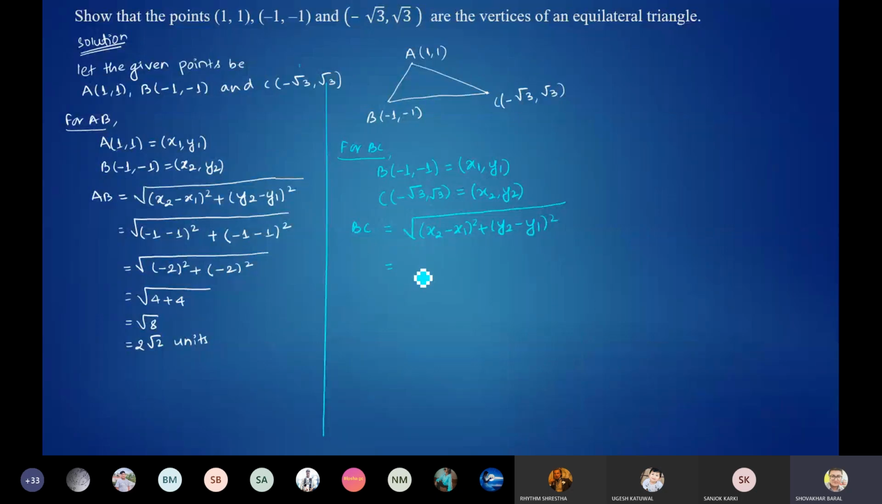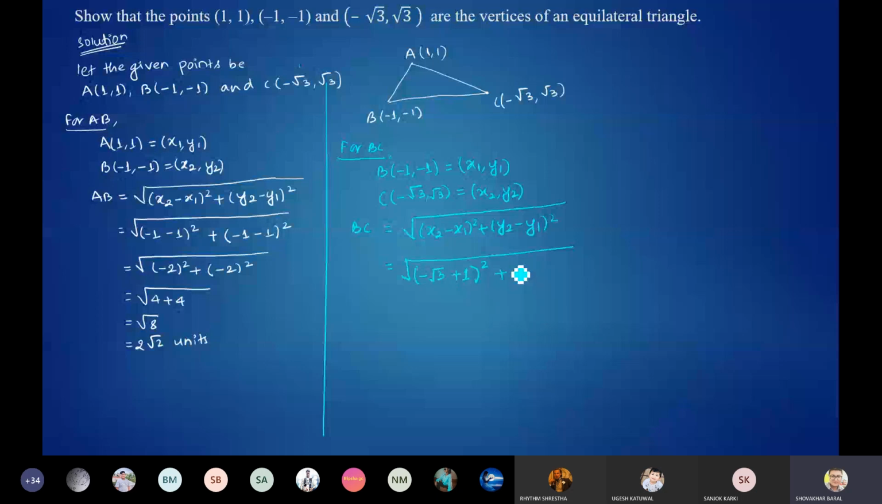Okay, so let's replace the values. It will be x2 minus x1. x2 is minus root 3, and minus 1. It is minus in the formula and also minus in the coordinate, so you can simply write plus 1, whole square. Minus times minus is plus 1. Do you understand or not? Minus in the formula and minus in the coordinate, minus times minus is plus. So you can simply write plus 1, plus.